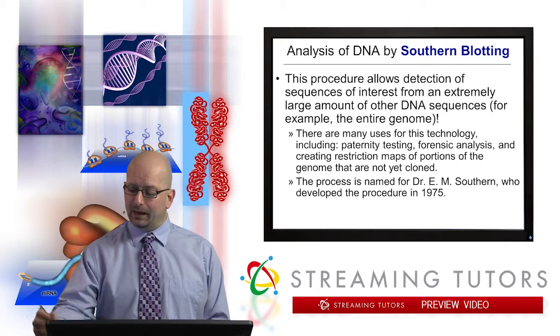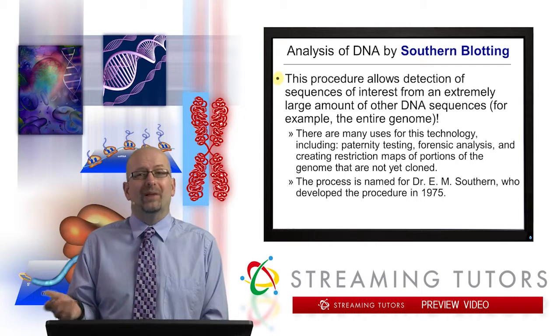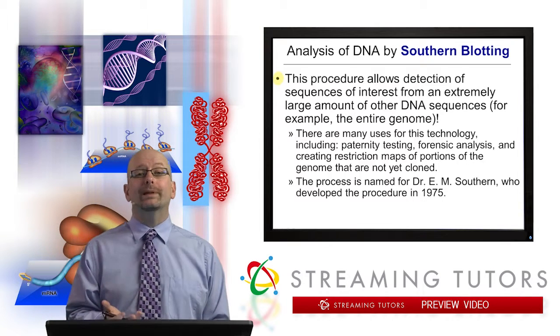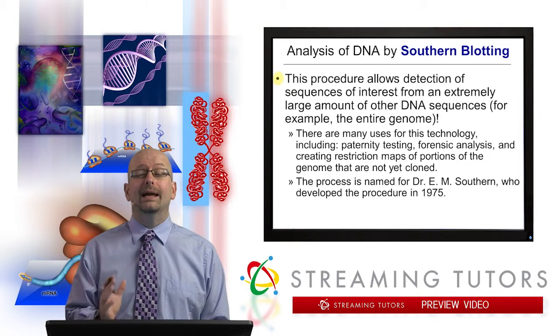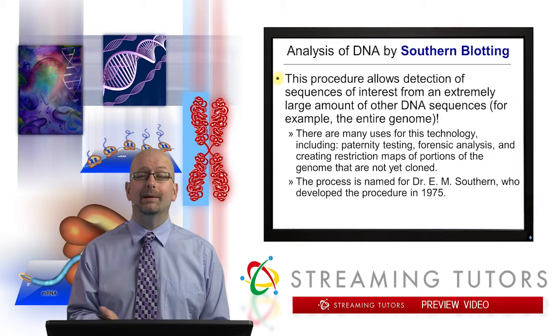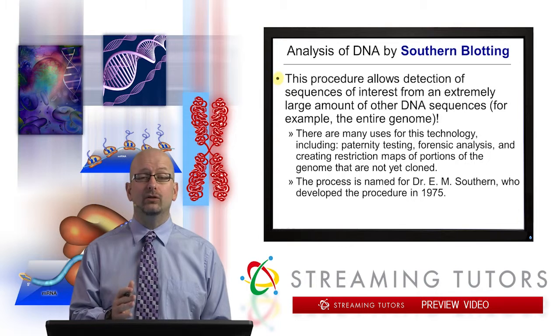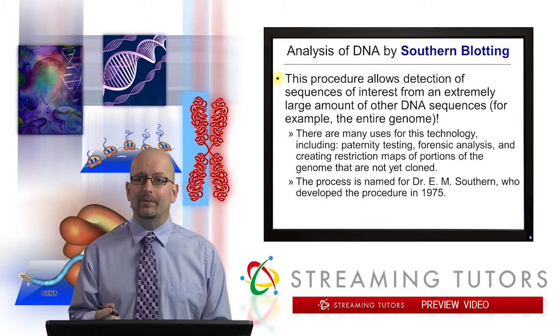Southern Blotting allows the detection of certain sequences of interest, for whatever reason you're interested, among an extremely large amount of other DNA sequences, for example, the whole genome. If you think about it, there's something in common with that statement and the screening the library procedure that we talked about in the last session. But we'll see that Southern Blotting is a lot easier depending on your application. It allows you to pick out DNA sequences that you don't want to really do anything with, you just want to get information about them.